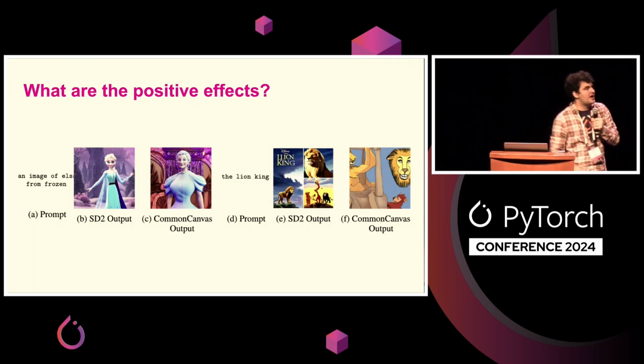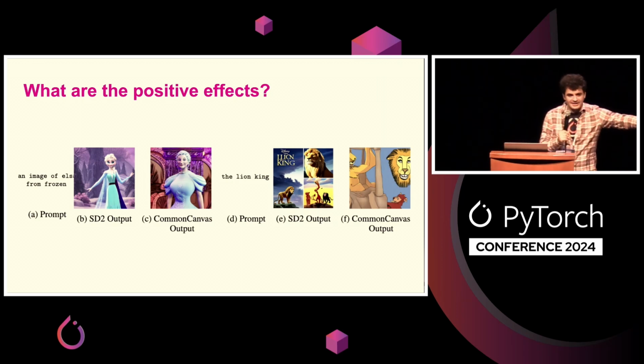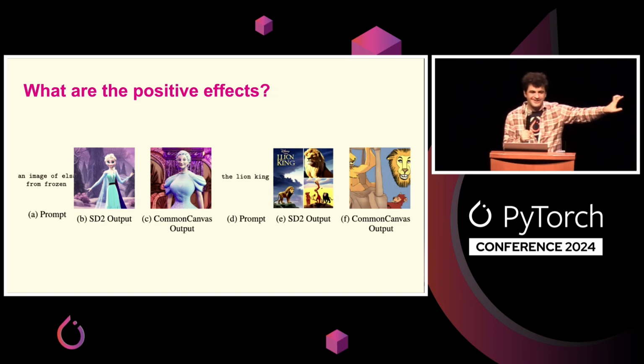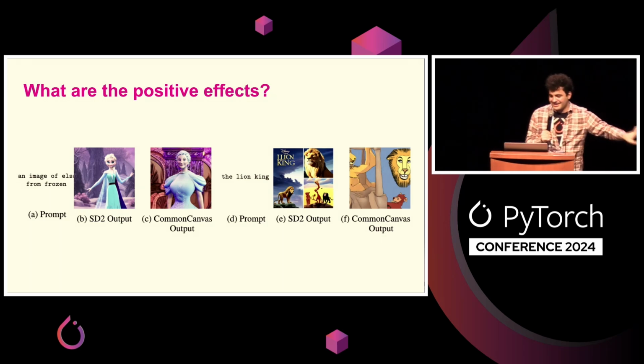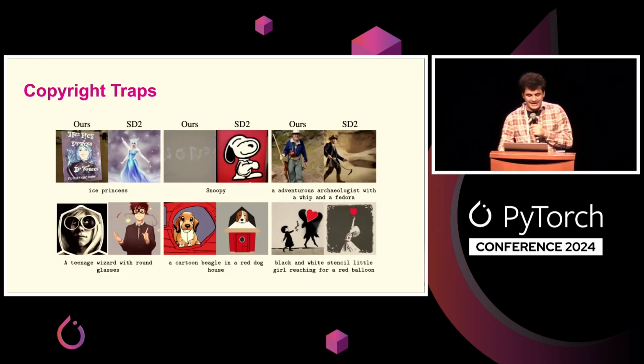And there are some really positive effects of using synthetic data. One thing is that you have all these various loaded prompts, like an image of Elsa from Frozen. That could be any person named Elsa, but if you use Stable Diffusion 2, you always get the Disney character. Or my favorite one, the Lion King, could be any lion who happens to be a king. But if you use Stable Diffusion, you always get the 1995 Disney movie and not a lion sitting on a throne with a crown.